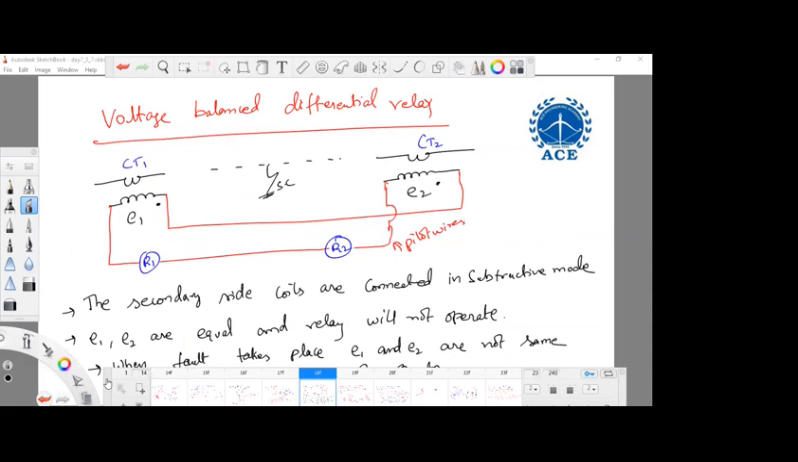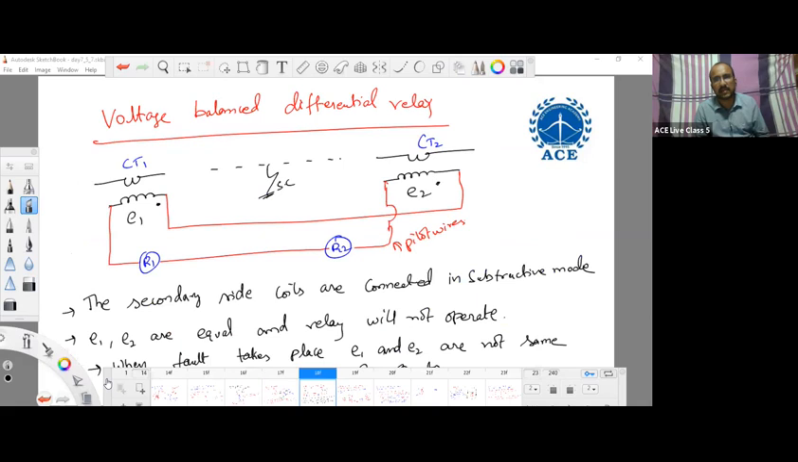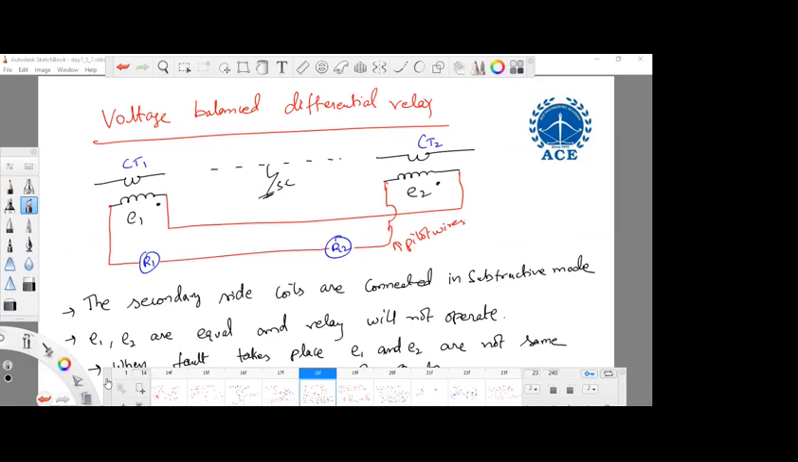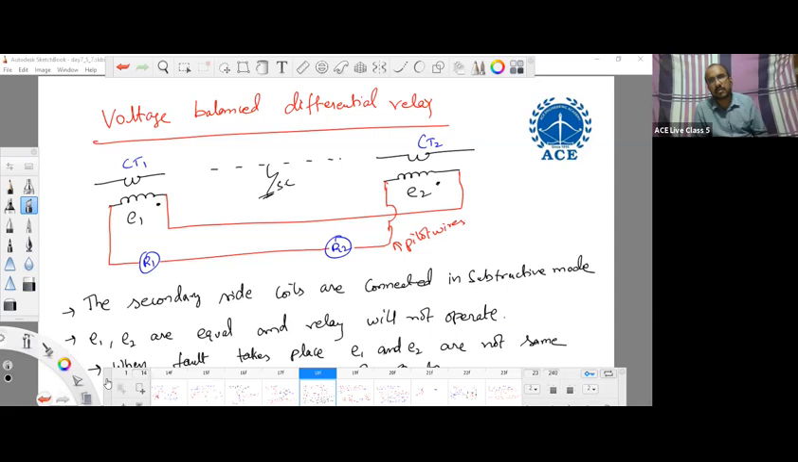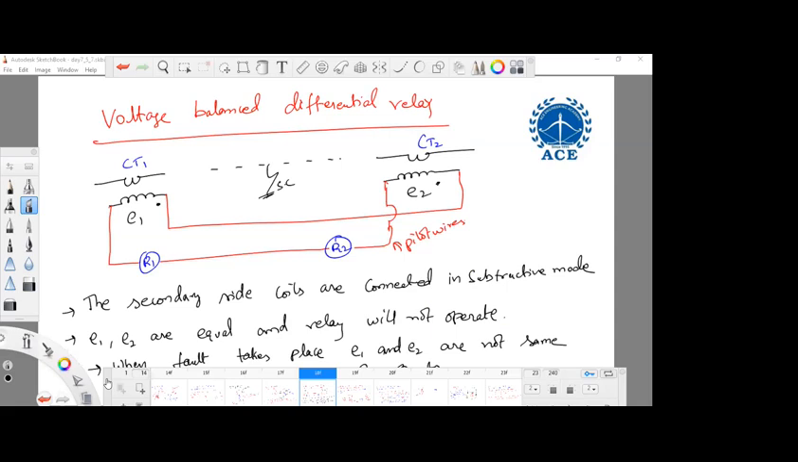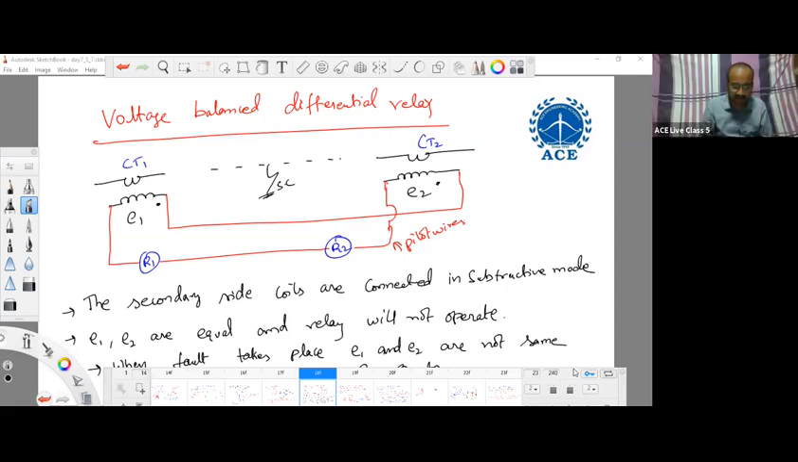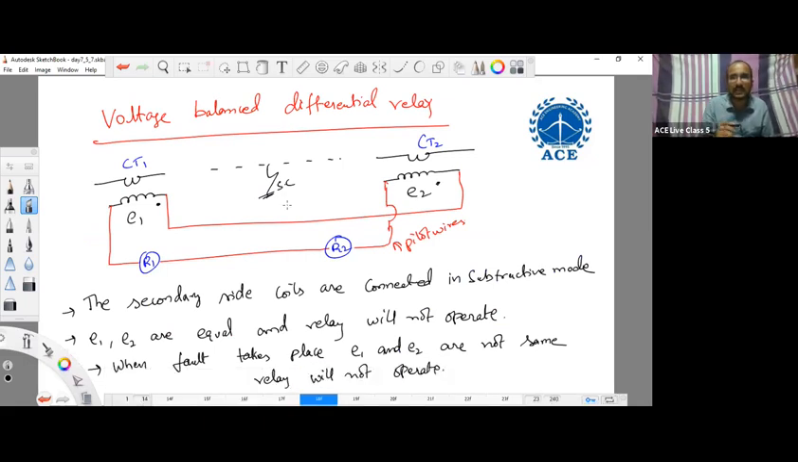Sir, here when a fault takes place, E1 and E2 are not the same, right, sir? Then there will be current through the relay. So then the relay will operate, right, sir? Yes, it will operate. Sir, but you have written here the relay will not operate. In the normal condition, the relay will not operate. First I have shown the total explanation, first the normal condition. Then I have taken the short circuit fault. Then I have said E1 and E2 will not be the same. Then the relay will operate.